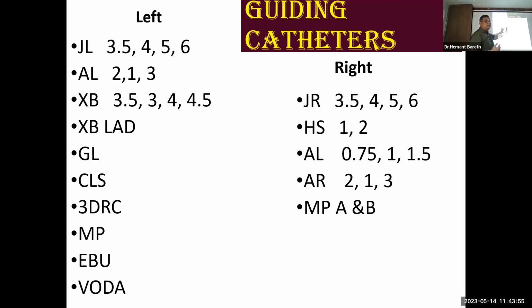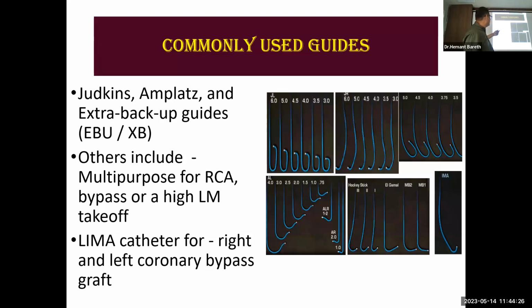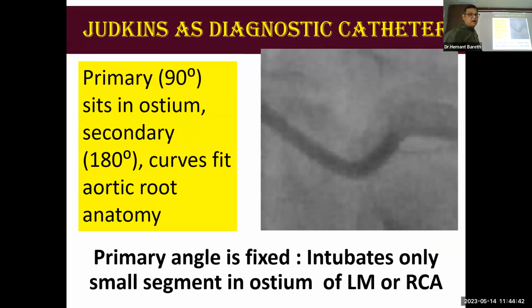Then the AR catheter, implants left, you can also use for some of the right procedures, especially 0.75, 1 and 1.5. And AR 2, 1 and 3, 1 less than JR, as you can see. And then multi-purpose A and B. A is vertical kind of thing, and B is a bit horizontal. So that is the difference between A and B, multi-purpose. So some of the commonly used, as I said already, are Judkins, Amplatz, extra backup, XB, and multi-purpose for RCA bypass. These are some of the common catheters. For Lima, you use right or left coronary bypass. You can use it for SVG grafts also, and for Lima, you can use Lima.